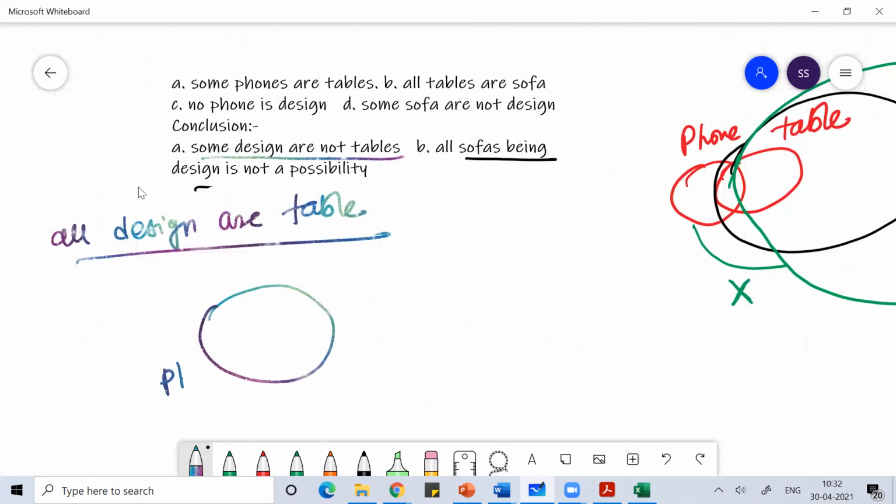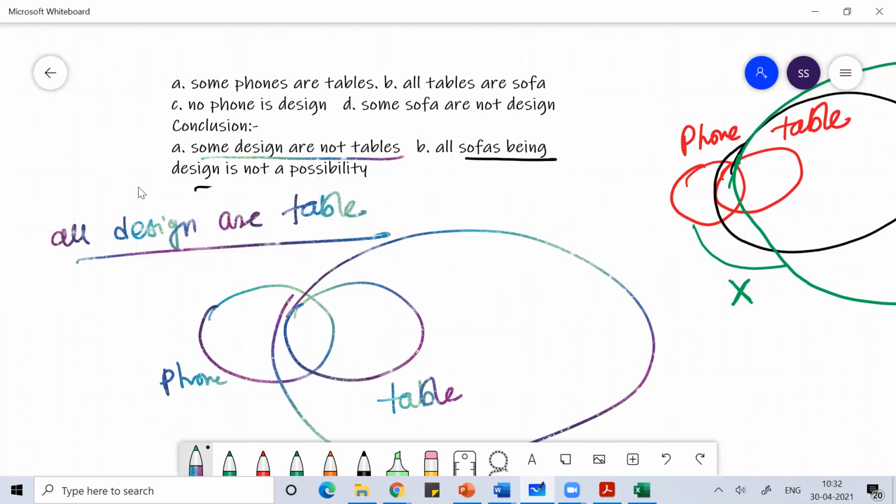Some phones are tables. All tables are sofas. All designs are tables. So then no phone is designed. This much area is phone; nowhere can the design come. No phone is designed.